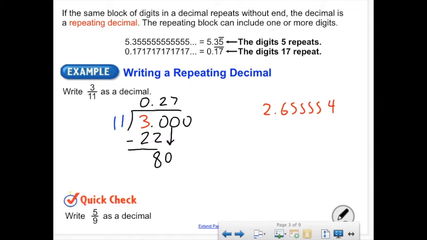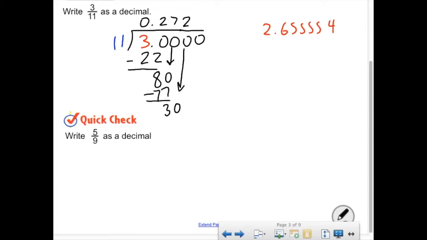That goes in there 7. 77. Subtract. I get 3. Bring down my 0. How many times is 11 going into 30? 2. And then do you see what's going to happen? It's going to be 22 again, 8. And then we have this pattern repeating over again where I have 7, and it's going to be 77, and then 3. Okay, are we good?